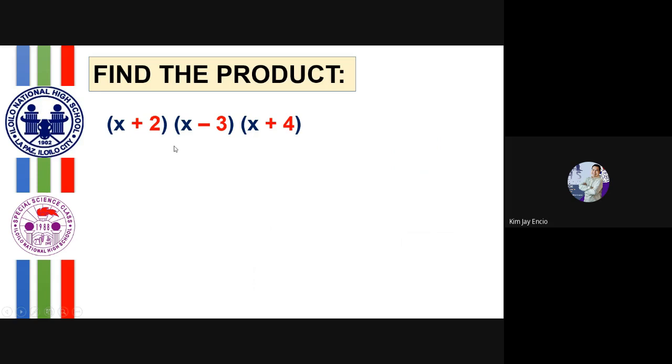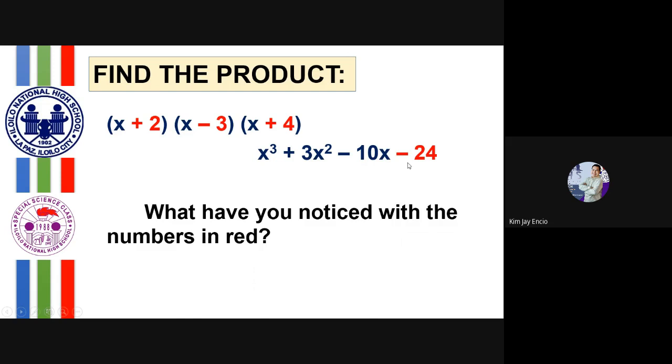you could see that each of the binomial factors here has a leading coefficient of 1, right? So we have here 1, 1, 1. And if you multiply on your own, you would find that the product of these three is x cubed plus 3x squared minus 10x minus 24. What have you noticed with the numbers in red? We have here plus 2, minus 3, and plus 4. You could see that the constant here is negative 24, right?